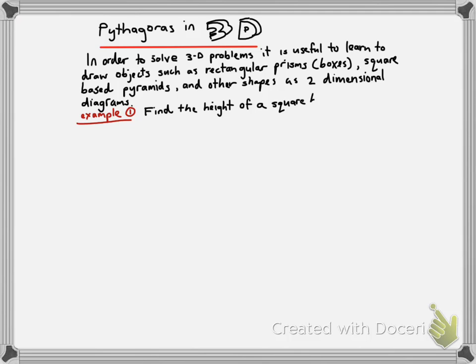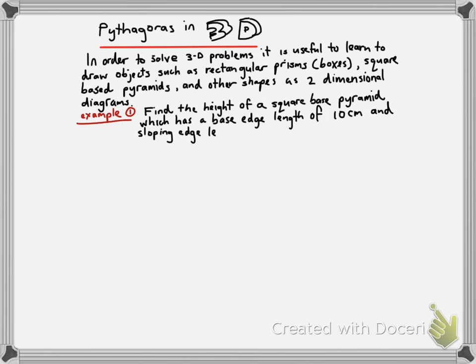Let's find the height of a square base pyramid which has a base edge length of 10 centimetres and a sloping edge length of 12 centimetres. We start off by drawing a horizontal line followed by another one displaced slightly. We're going to use those lines to form a parallelogram.